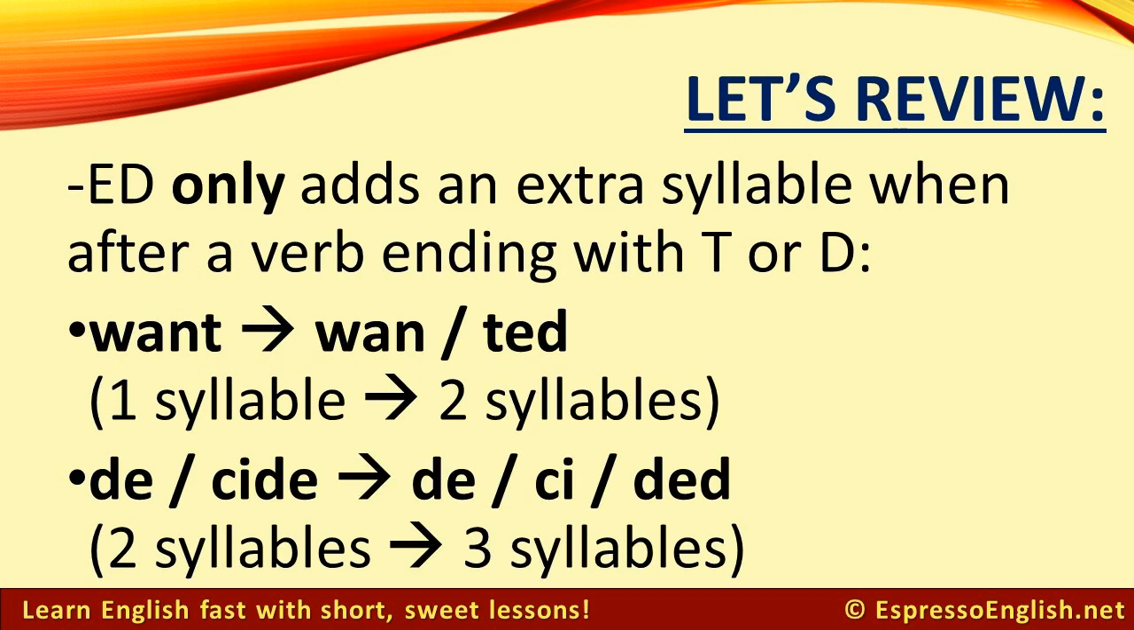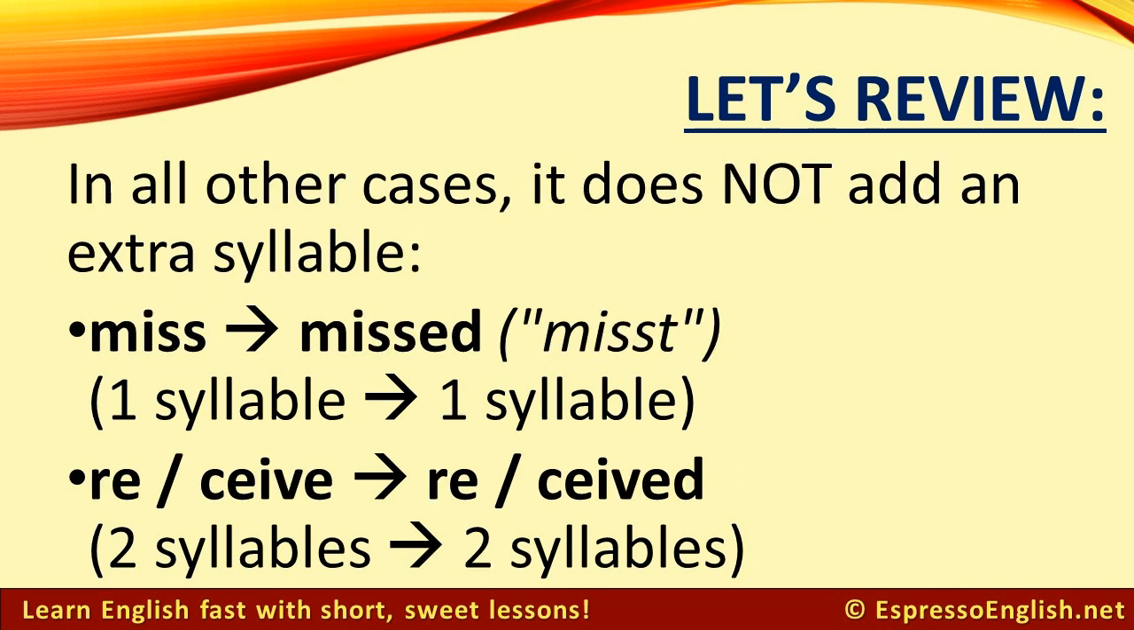Let's review. The ed ending only adds an extra syllable when after a verb ending with t or d, such as want and wanted, decide and decided. In all other cases, it does not add an extra syllable. Miss becomes missed. Receive becomes received.